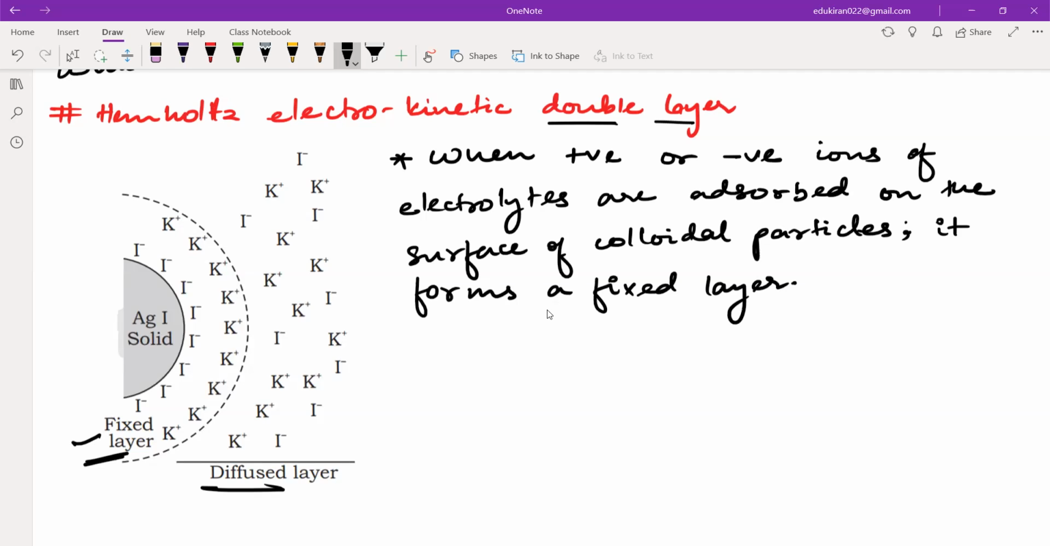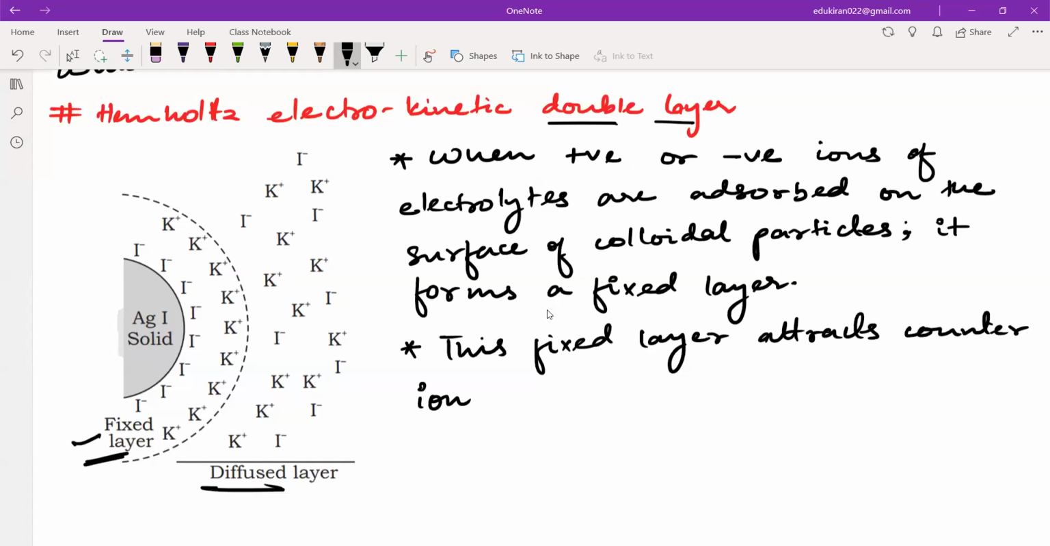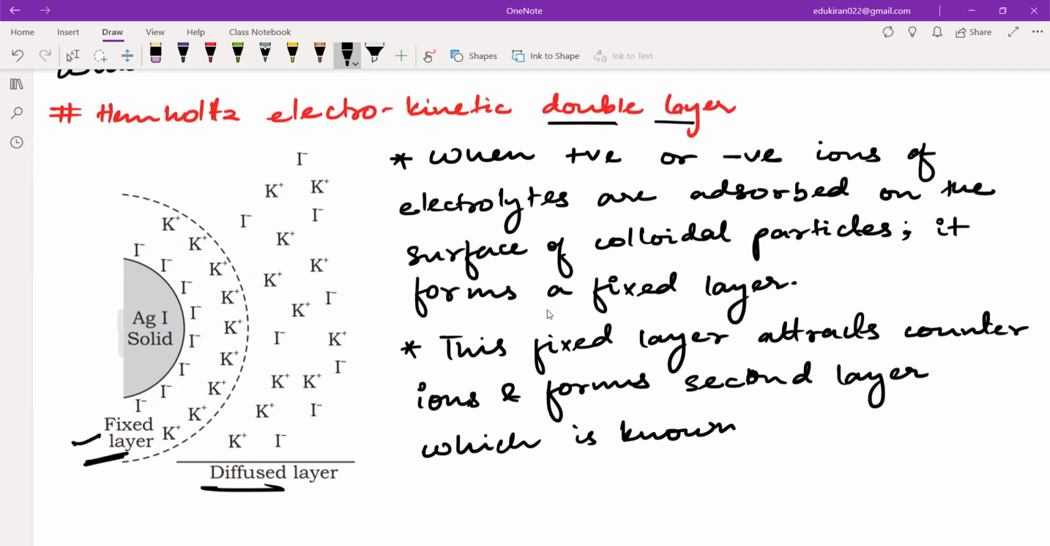Okay. Now, after that, what happens? This fixed layer attracts the counter ions from the dispersion medium and forms a second layer, which is known as the diffused layer. Okay, please write this down. Let me know if you're done.